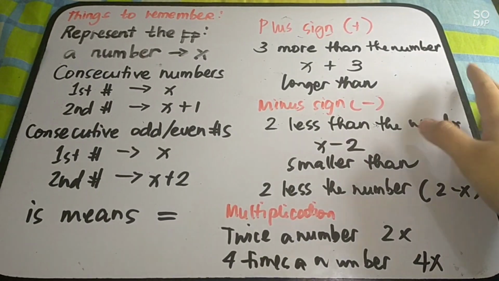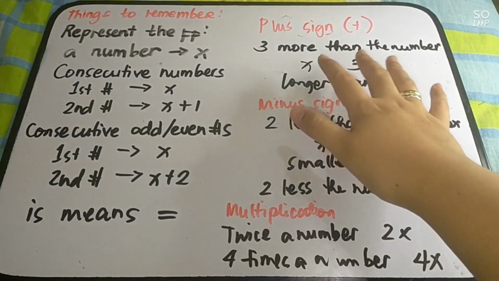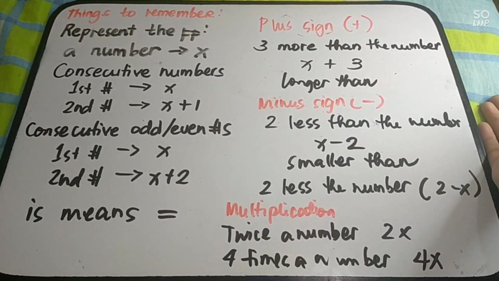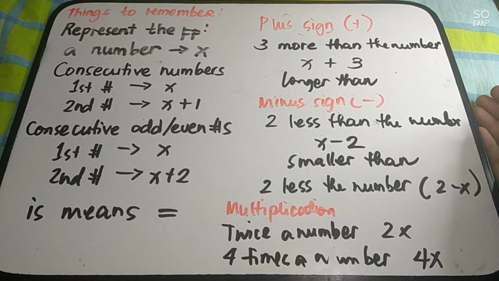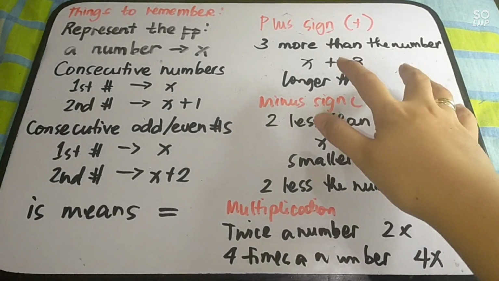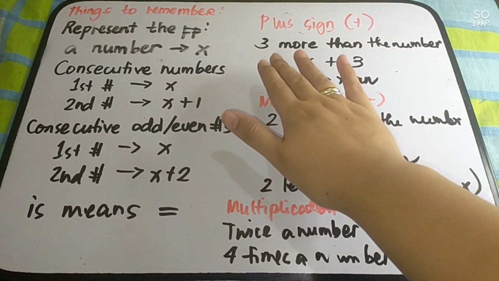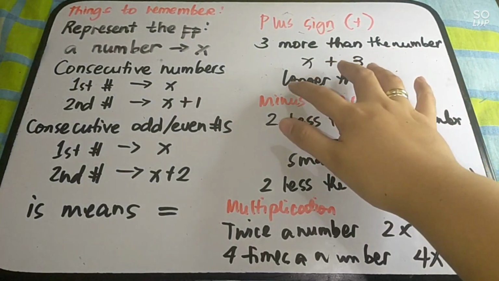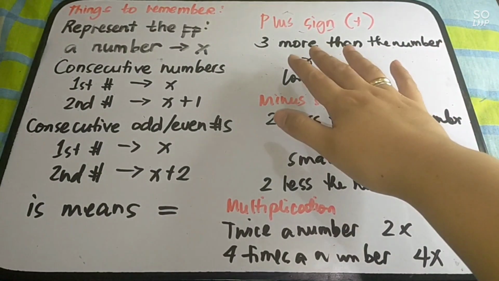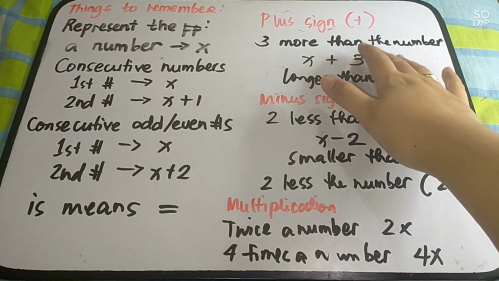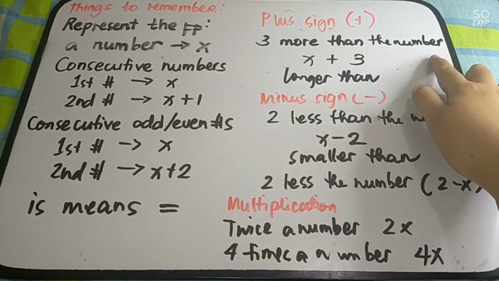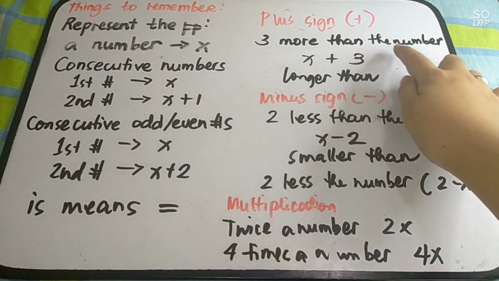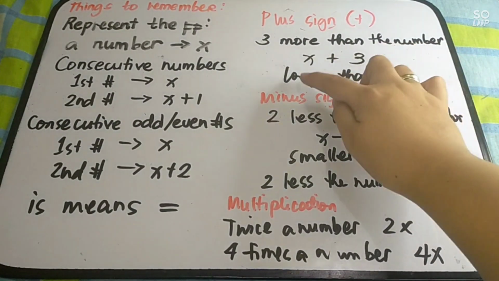So, paano naman kapag plus sign, minus sign, or multiplication? Kapag plus sign, madalas yung maririnig ay more than, longer than, added by, increased. Kapag ikaw ay nakakarinig nun, gagamitin mo is plus sign. Kung magkakaroon ka ng problem, ang sabi niya ay 3 more than a number, you will represent it as x plus 3. Kapag may more than na word, uunahin mo lagi yung number kaysa dun sa given mo. So, 3 more than a number, you will represent it as x plus 3.